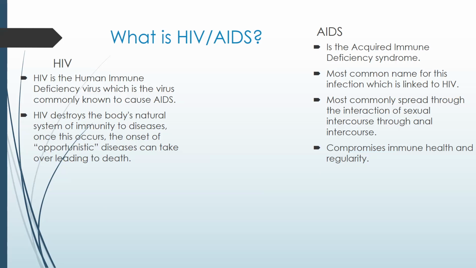What is AIDS? It's the acquired immune deficiency syndrome. The most common name for this infection, which is linked to HIV, is AIDS, more of an umbrella term, kind of. Most commonly spread through sexual intercourse, through anal intercourse in some cases. Like HIV, it compromises immune health and overall regularity.